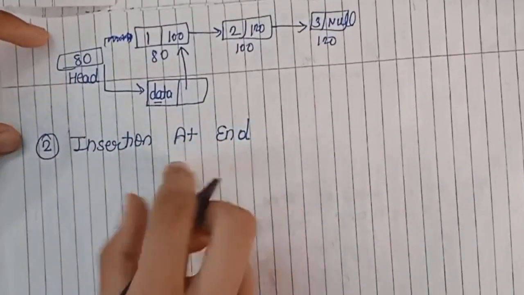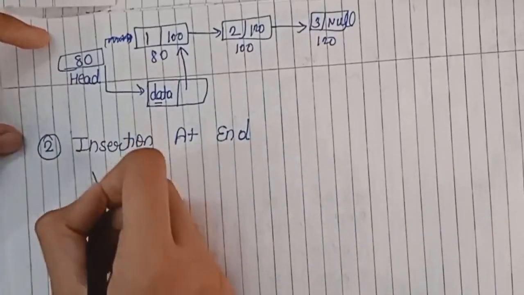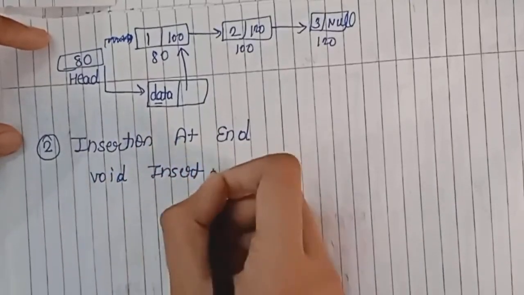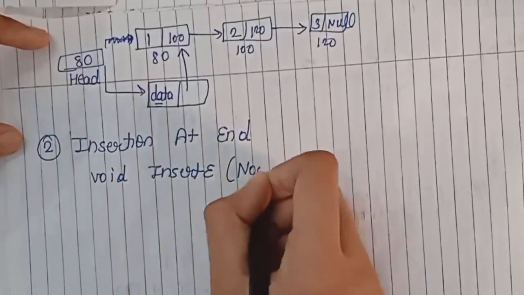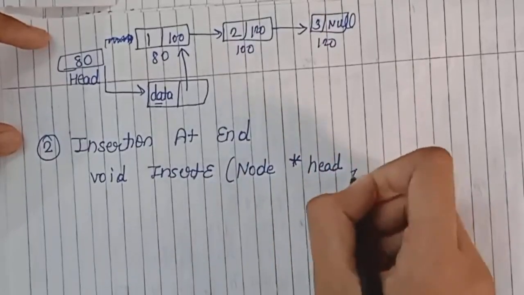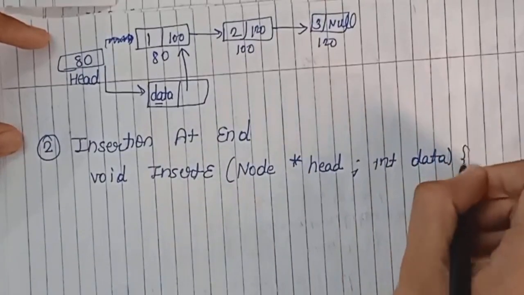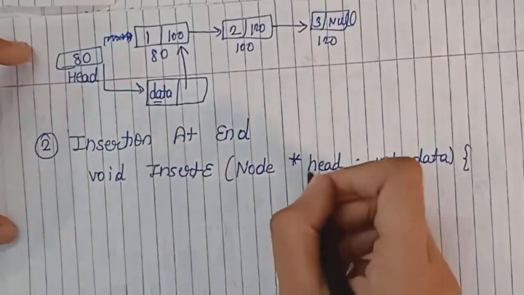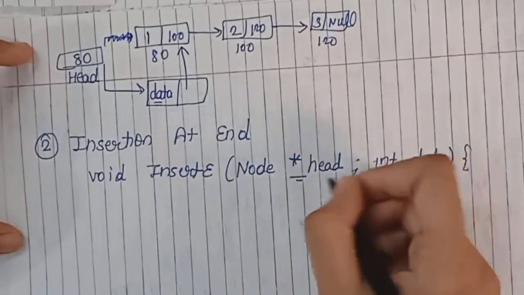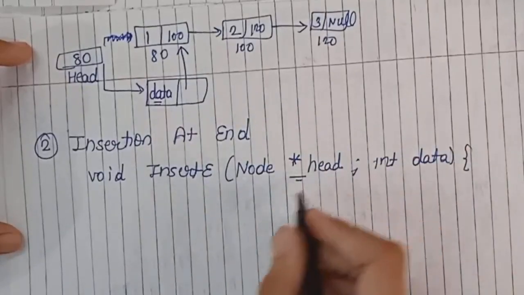So let me just mention the function which will be inserting the node at the end of the linked list. So it is void insert e, and also to this function we will be providing the head and the data that we want to insert. And now you must note here that I am not doing pass by reference. Here I am just passing this head by value, because in my code I am not going to use this head.